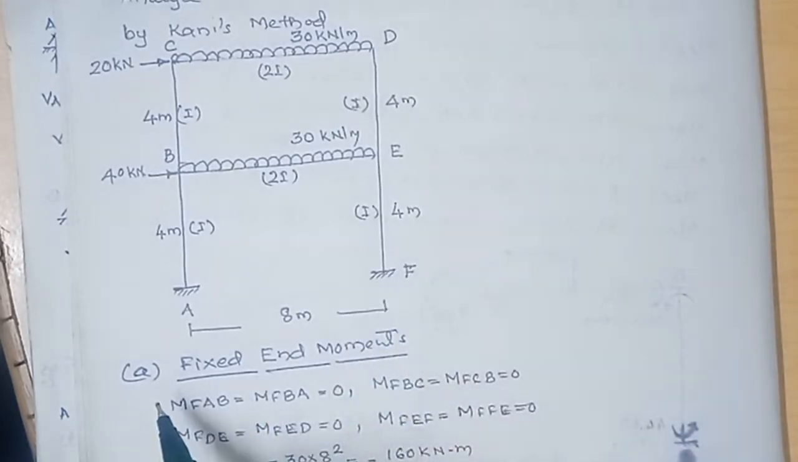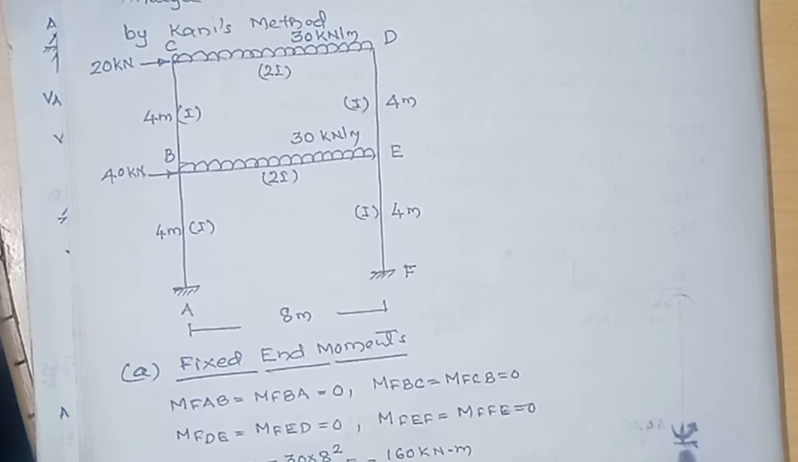First we have to calculate the fixed end moments. Here the columns are not subjected to any loads except at the joint B and C. Hence the fixed end moment in column AB and EF, BC and DE are equal to 0.